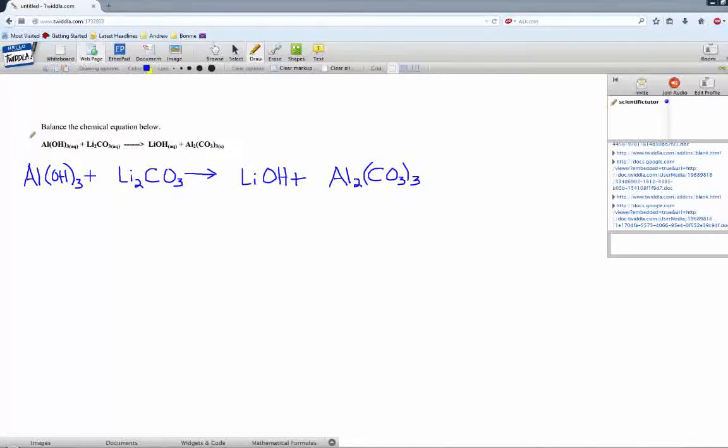Let's balance this equation as shown here. I rewrote the equation so that we would have more room to work. In this equation, we're going to divide down the yield sign and then count out our elements total.